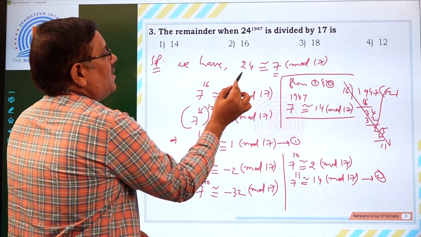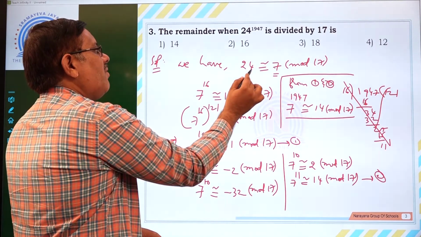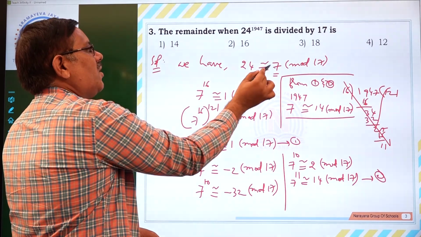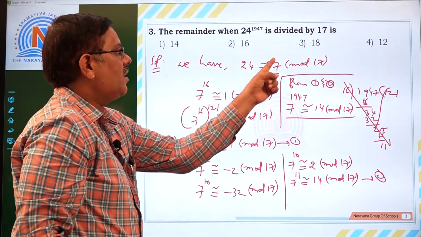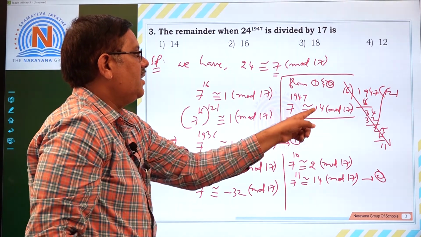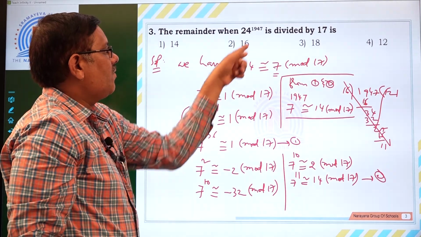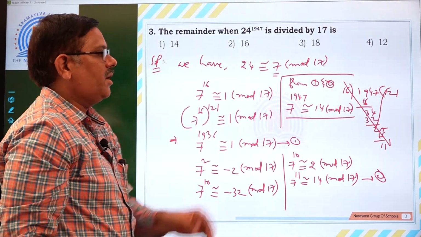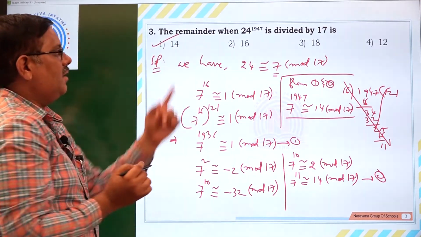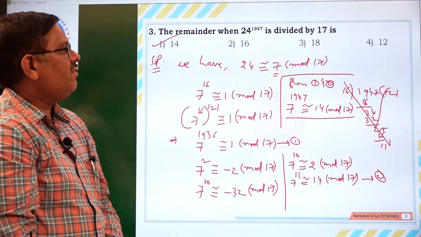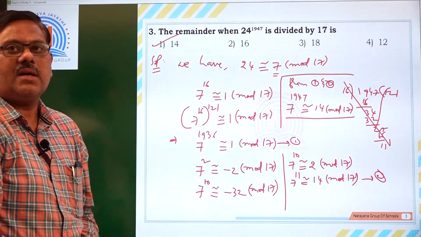Here we have 24 is congruent to 7 modulo 17. So 24 power 1947 is congruent to 7 power 1947 modulo 17. We got the remainder of 7 power 1947 modulo 17 as 14. So even in the case of 24 to the power of 1947, we get the remainder as 14. So 14 is the remainder when 24 to the power of 1947 is divided by 17. So the first option is the right answer for this.